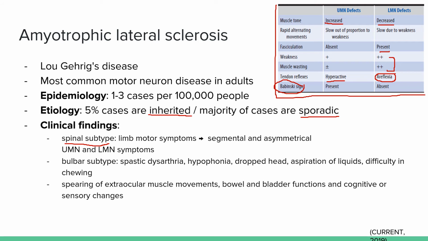In the bulbar subtype, we find spastic dysarthria, hypophonia, dropped head, aspiration of liquids, and difficulty in chewing, because of the involvement of lower cranial nerves. This is important for the differential diagnosis. There is a sparing of extraocular muscle movements. Also, the bowel and bladder functions are conserved, and cognitive and sensory changes are not seen in this disease.